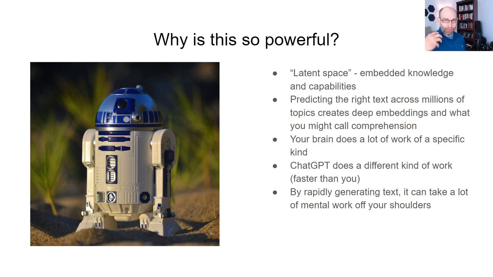Your brain has better, faster memory than ChatGPT, so you can remember what's going on in the conversation. You also have the ability to spontaneously come up with directives. ChatGPT does not. So ChatGPT does a different kind of work than you do, but it does it faster. And by doing that different kind of work and doing it faster, it takes a lot of mental work off your shoulders, which is why it is so powerful.